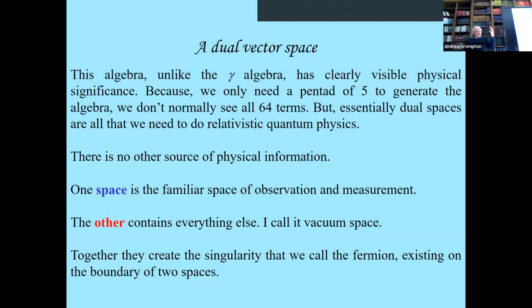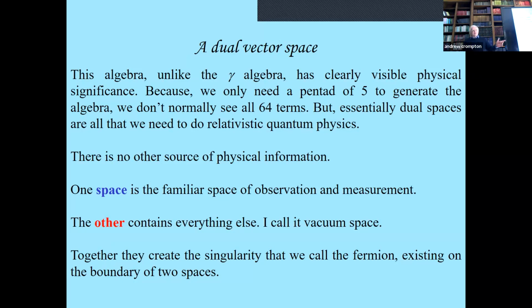A pentad, that's 5 objects. We need a pentad to generate the algebra. So we don't normally see all 64 terms. But there's 2 aspects to this that are important. One is that all the terms are important, even though we don't see them all in the equation, because they are part of the algebra. And the second is that all we need to do relativistic quantum physics is a dual space. There's no other source of information.